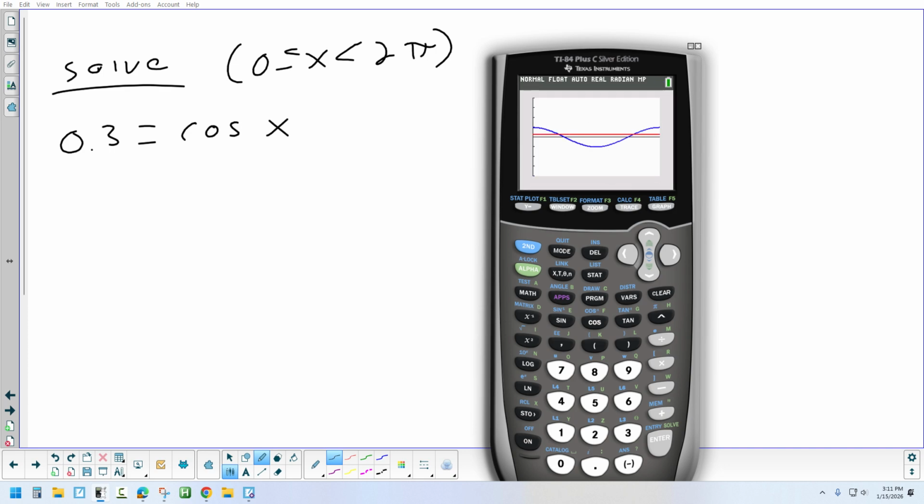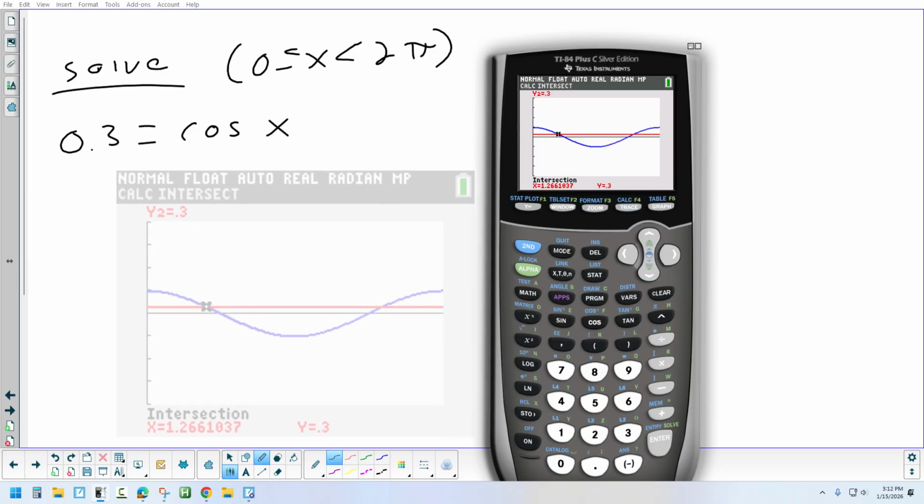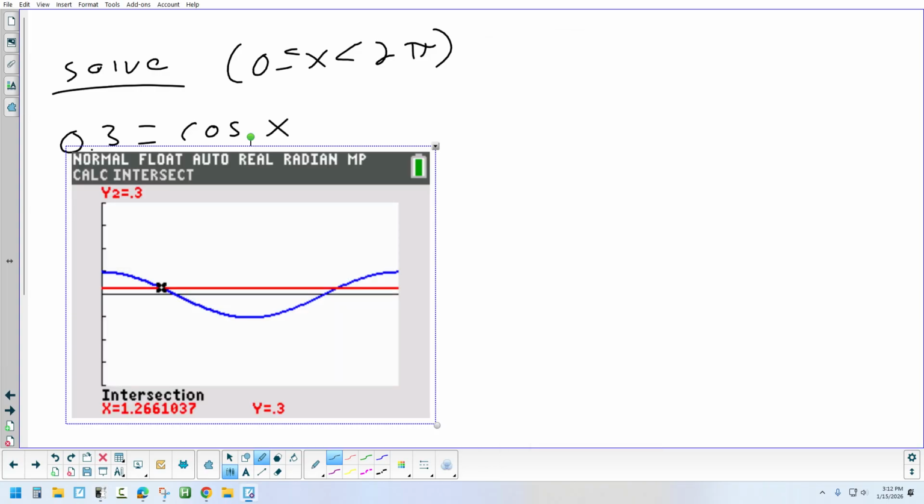Okay, so there's my graph. I can see everything I need on the screen. What's my last step? Yeah. You have to calculate the intersection points. Yep, we're going to calculate the intersect. And the first time you do it, if you hit enter, you'll get one of them randomly, whichever one the cursor was a little closer to.